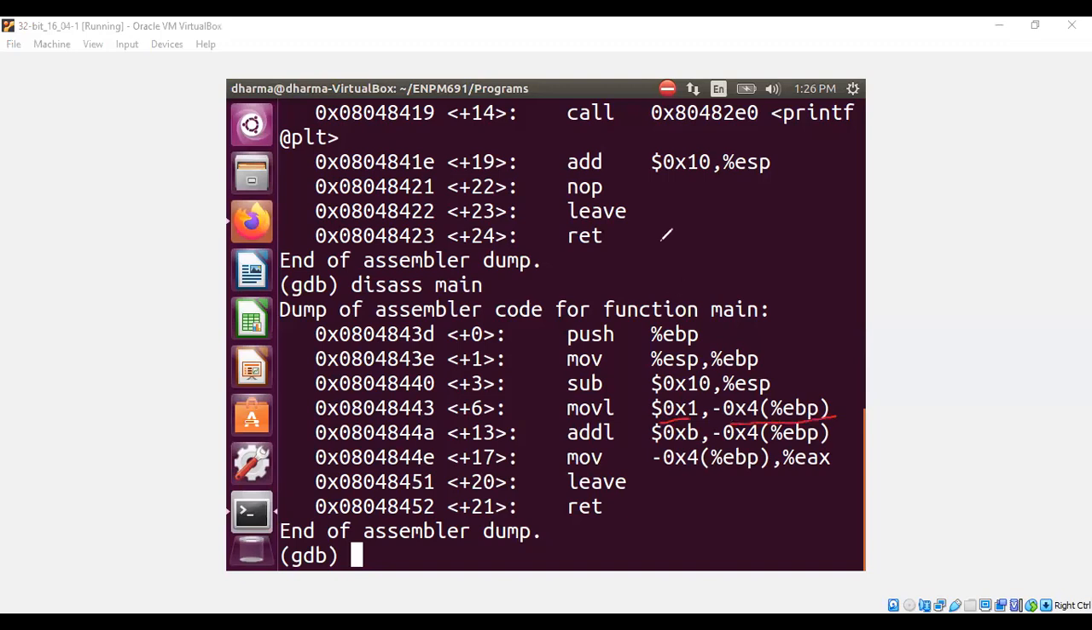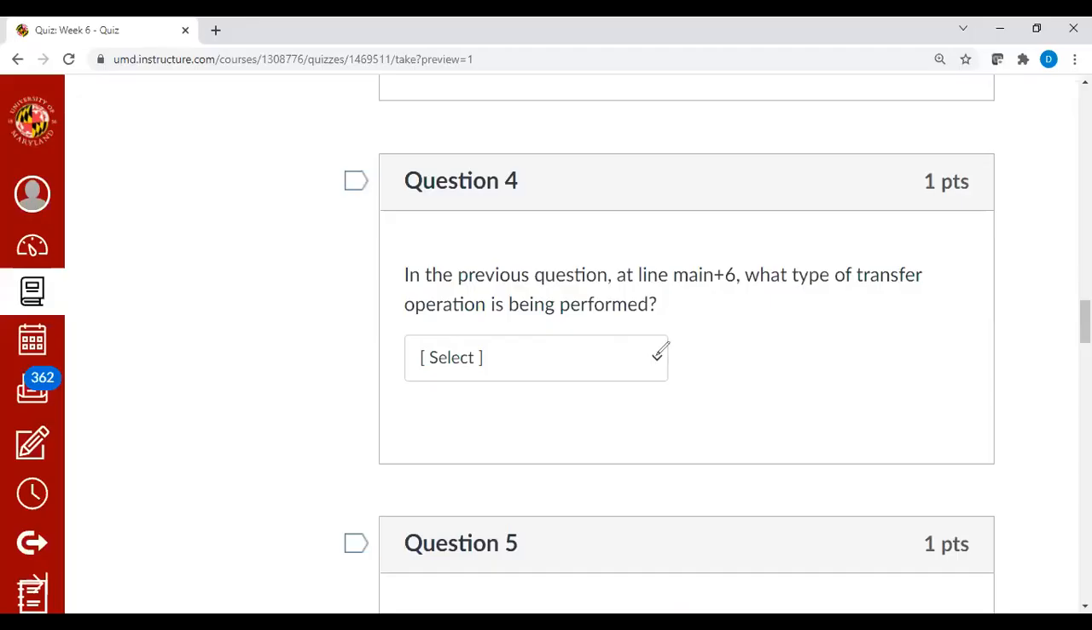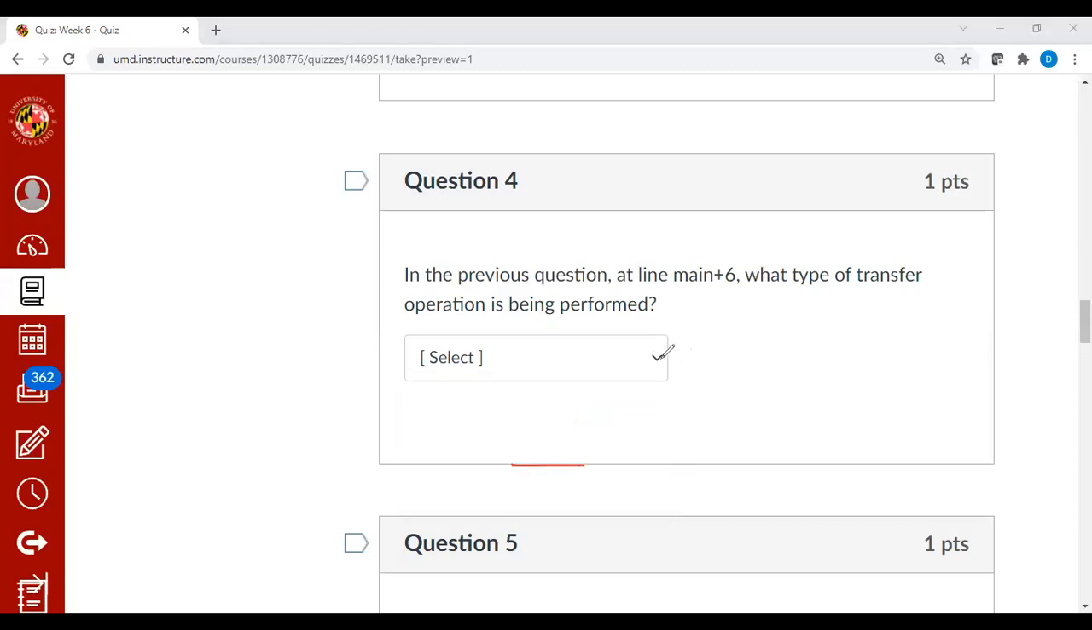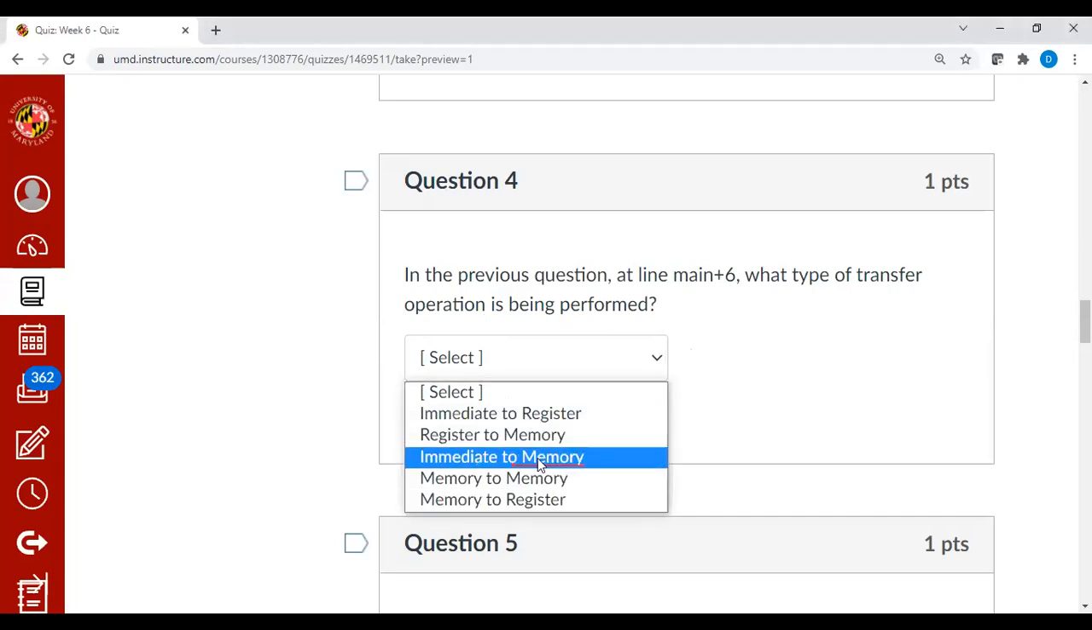So I would say immediate to memory. Yeah, here it is. Couldn't select that. Immediate to memory is the answer.